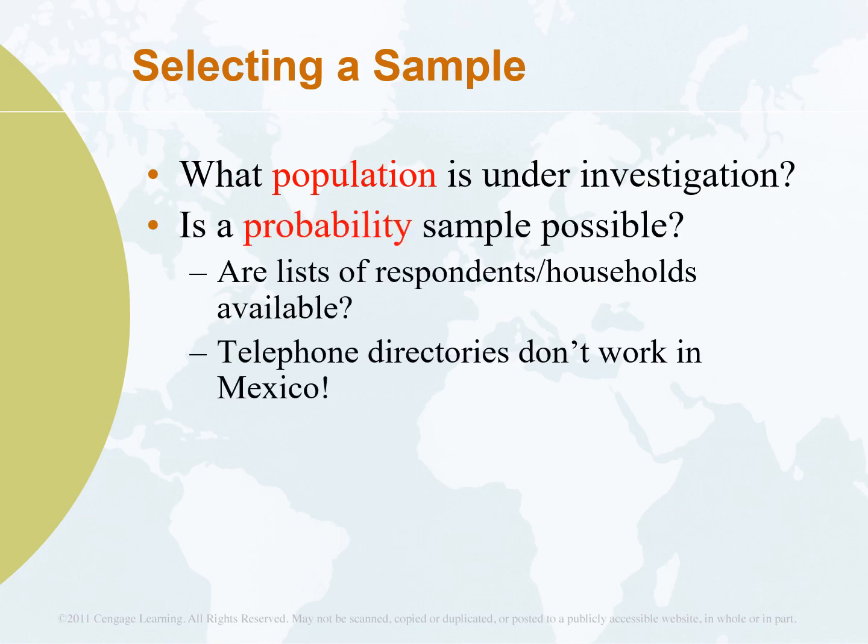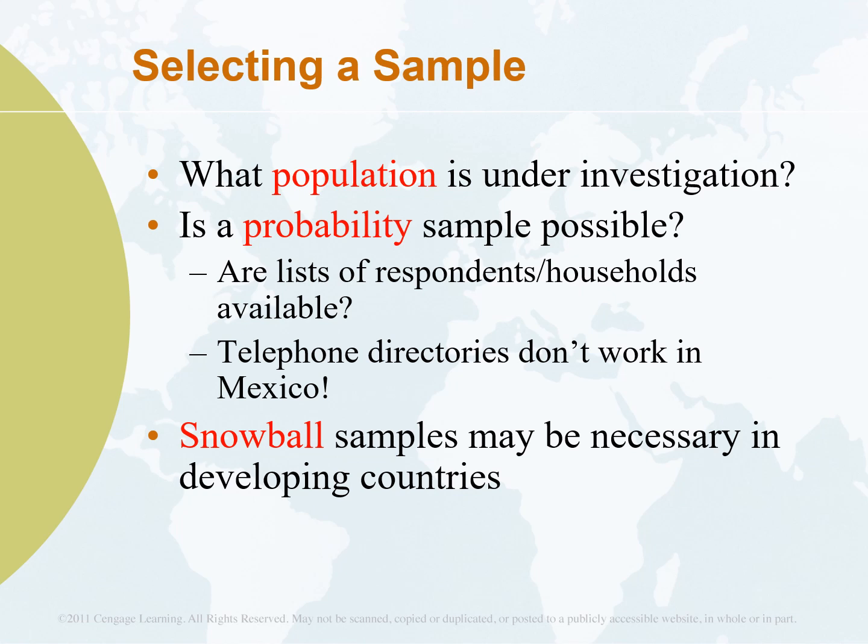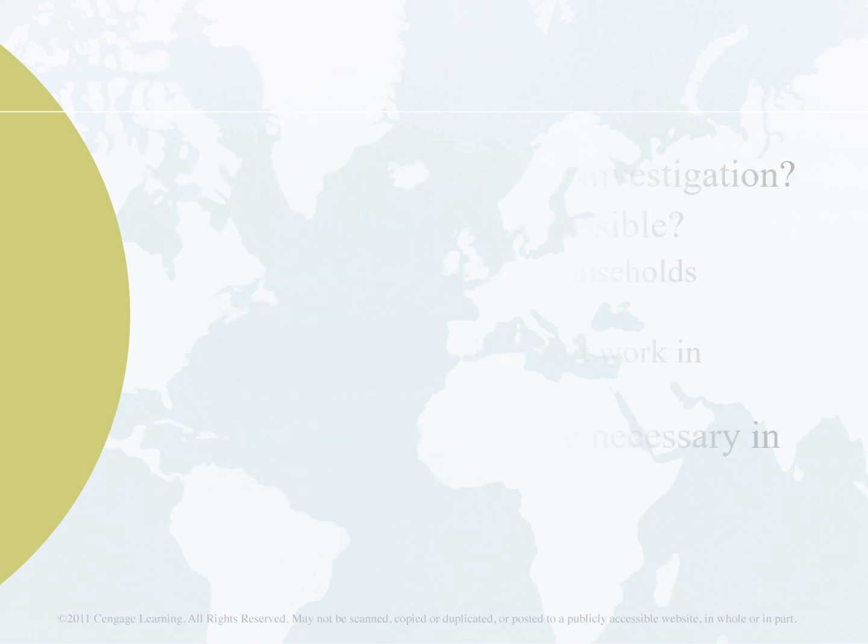Another thing you want to pay attention to is what population is under investigation. Is a probability sample possible? Sometimes it may not be possible, because if you want a pure probability sample, you need a list of respondents or households. That may not be available. Telephone directories do not work in Mexico. You cannot use that. Snowball sampling may be necessary in some developing countries. You should use that.